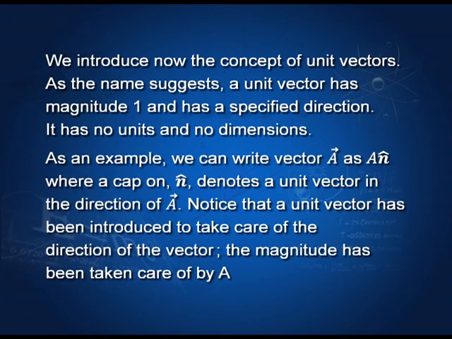As an example, we can write vector A as A, which is the magnitude of A, times n cap, where n cap denotes a unit vector in the direction of vector A. Notice that a unit vector has been introduced to take care of the direction of the vector. The magnitude has been taken care of by A.